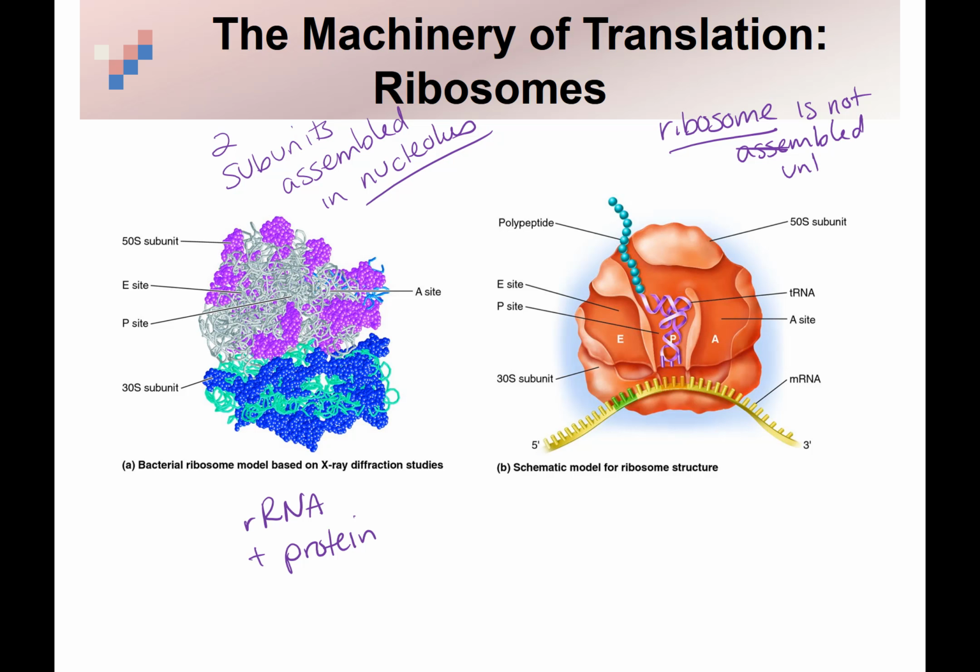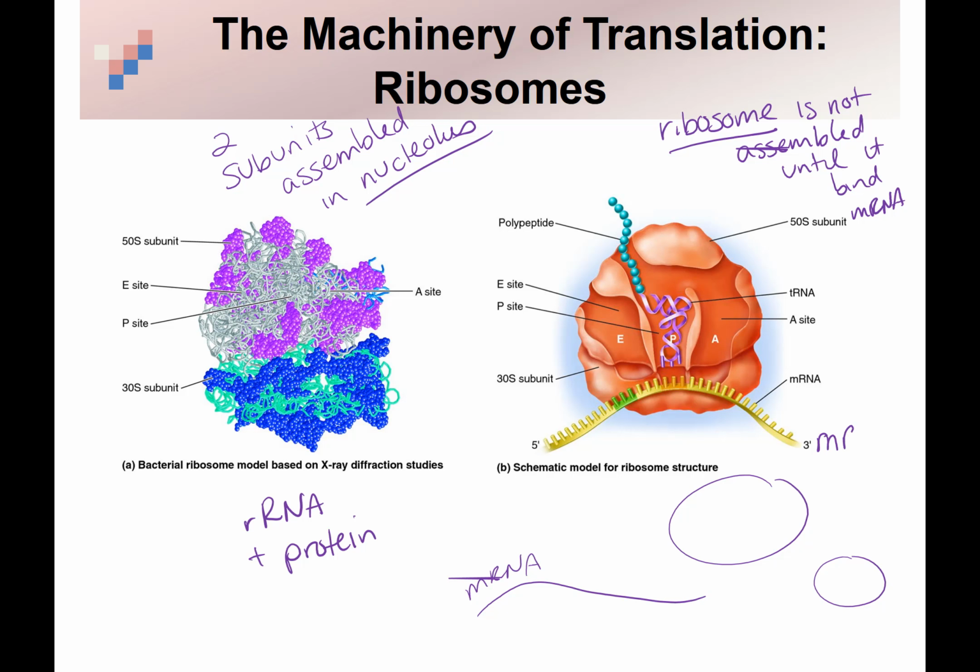until it binds an mRNA and actually finds that AUG. Normally we've got two subunits of the ribosome floating around looking for an mRNA molecule. And then once it binds that mRNA, which is the yellow here, it starts finding that AUG, lines up the groups of three and reads those codons.